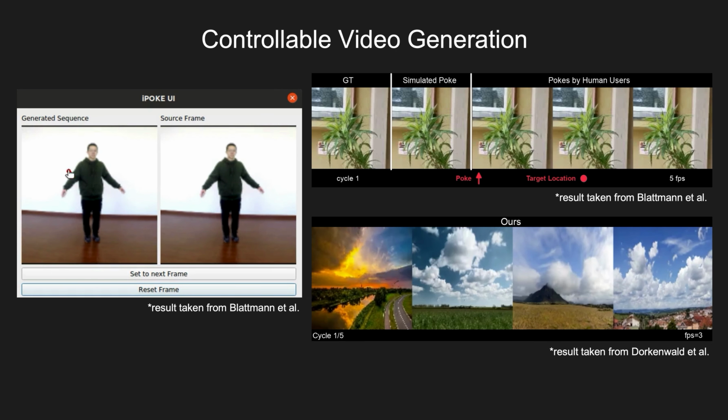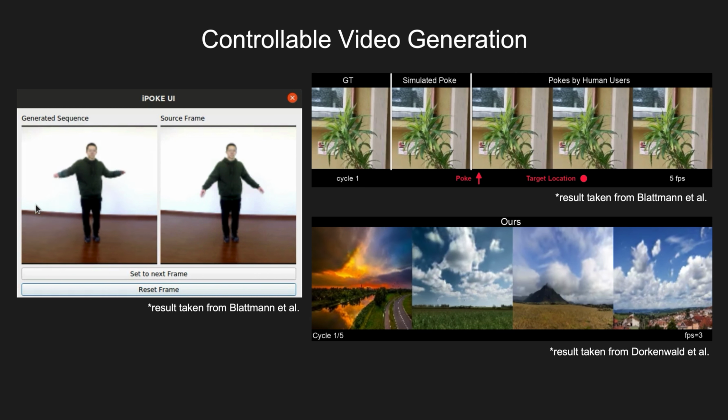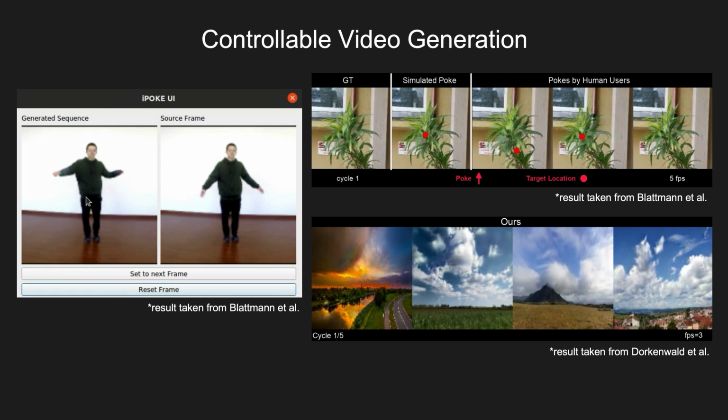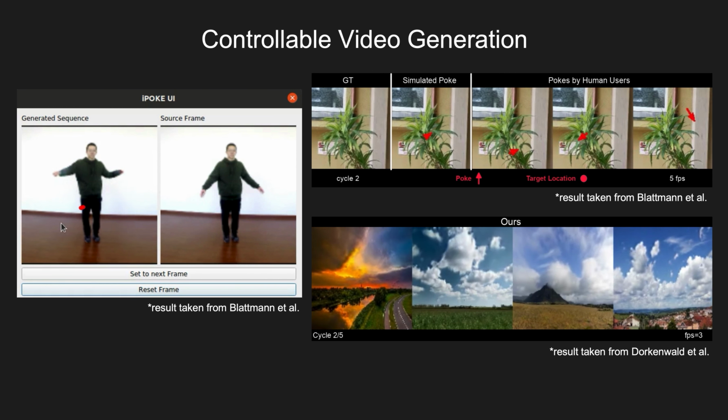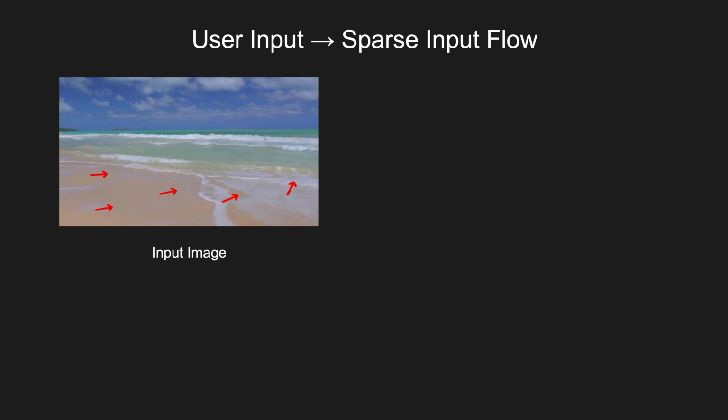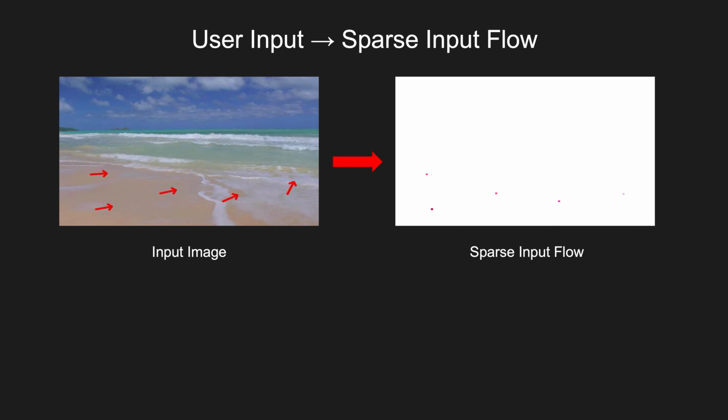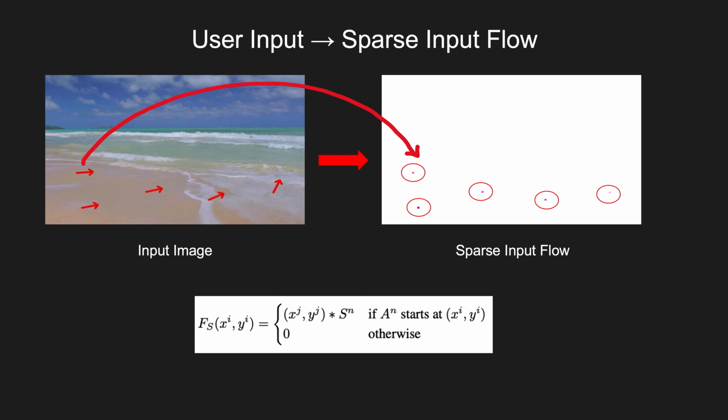There have been some recent works on controllable video generation also, but they are either based on pokes or stochastic motion and limited to very few frames at very low resolutions. Coming to our method, given the user-drawn arrow directions and corresponding speeds for each arrow, we convert them into a sparse input flow. That is, at the start coordinate of each arrow, we define the optical flow at this point in the sparse input flow map as the end coordinate times the speed of the arrow.